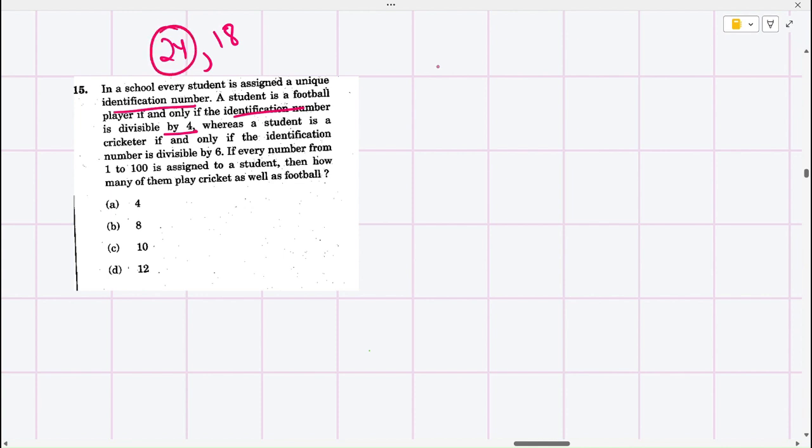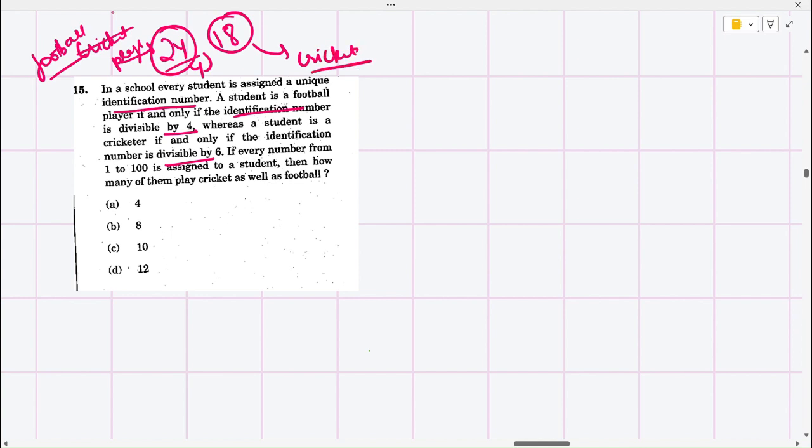So 24 is divisible by 4, which means that the child whose identification number is 24 is a cricket player. But the child whose identification number is 18 is not a cricket player, the reason being that this number is not divisible by 4. But the next line says that he or she is a football player if the number is divisible by... Okay, so I just said the wrong thing. This person is a football player and this person here is a cricket player.